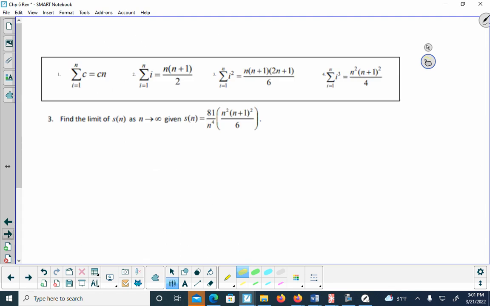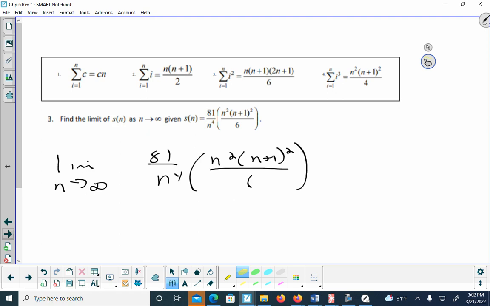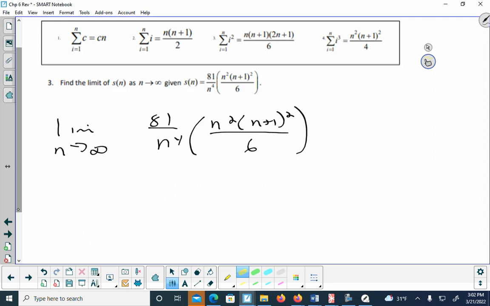I want to find the limit of x sub n as n approaches infinity, given all that. So I'm taking the limit as n approaches infinity of 81 n to the 4th times n squared n plus 1 squared over 6. I'm going to simplify that before I start taking the limit. Well, I can't simplify that yet.